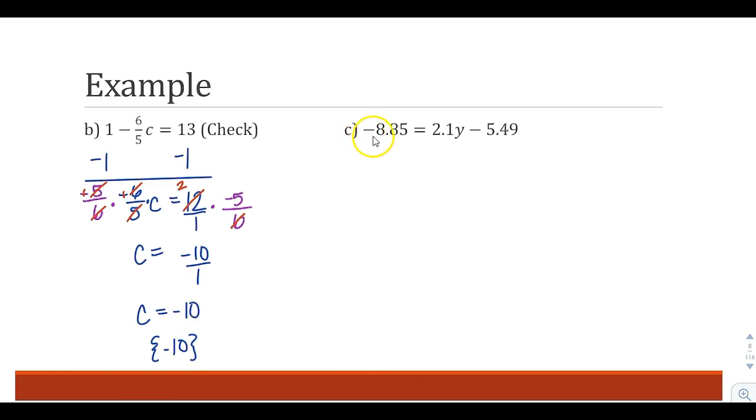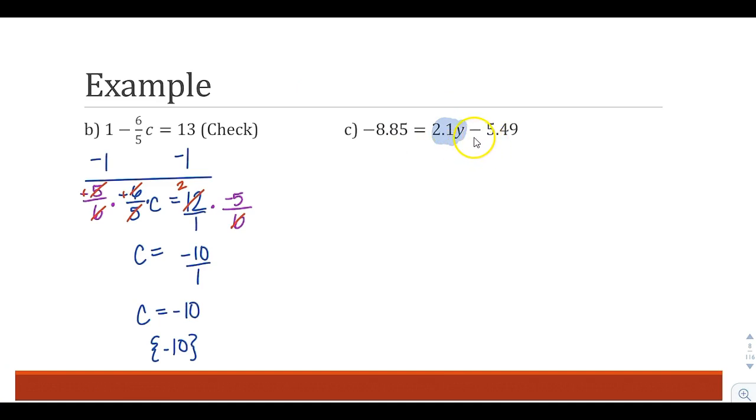In this example, I have decimals involved. Negative 8.85 is equal to 2.1y minus 5.49. Also notice that the variable is on the right side of the equation, but that's okay because I have a variable to the first power, so this is a linear equation. So first I want to focus on isolating the term with the variable. I want to get this term by itself.